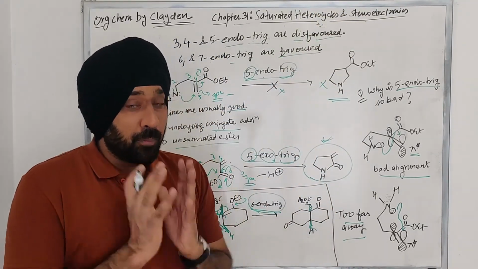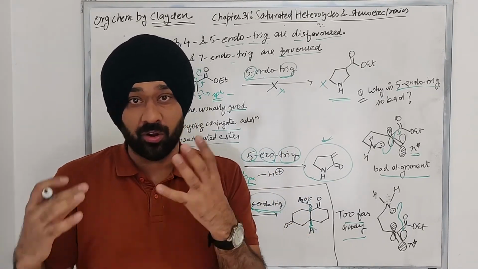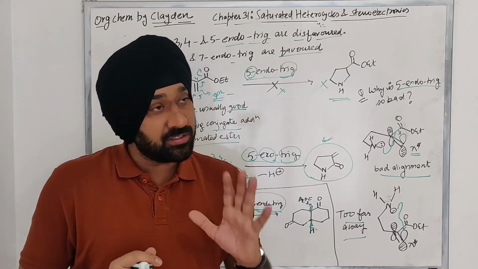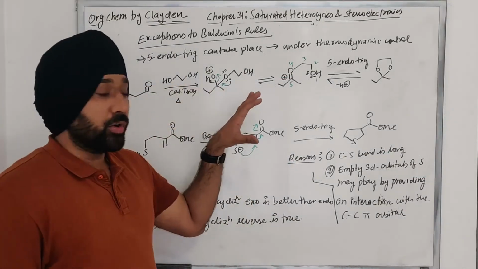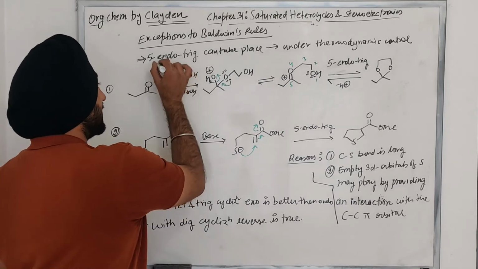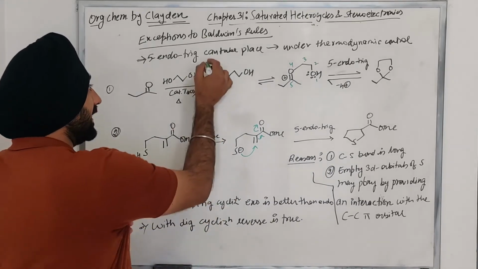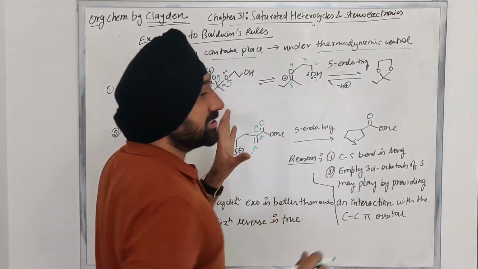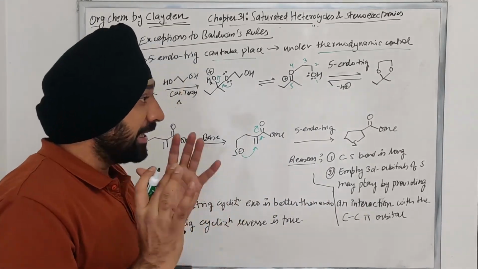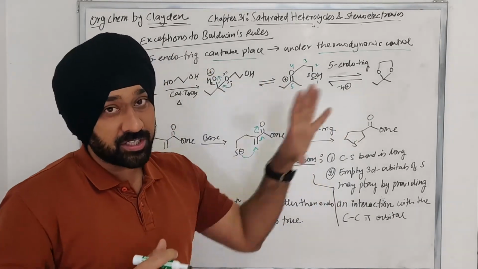As I have said, Baldwin rules are just guidelines that go to show whether a reaction is feasible or not. It is based on kinetics. But if the thermodynamics really favor a reaction, then they do go at times. So here we are going to talk about two examples which are exceptions to the Baldwin rules. As we said previously, such 5-endo-trig cyclizations cannot take place, but here they can, and such reactions are under thermodynamic control.